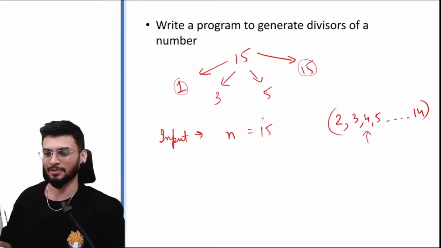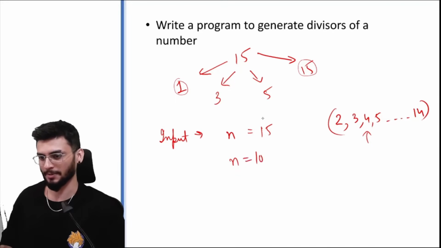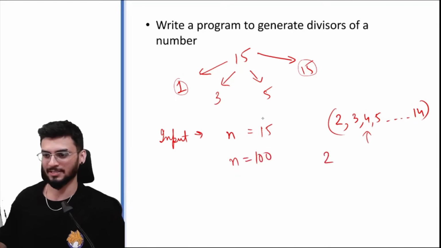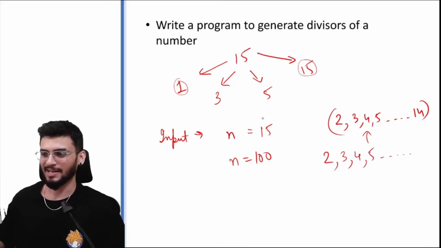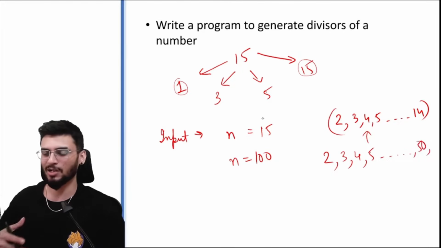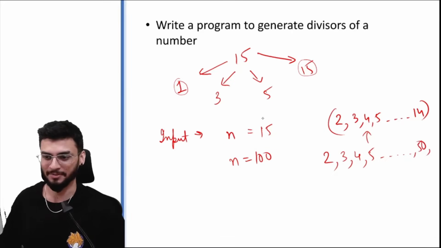Let's take another example of n equal to 100. We know that 2 divides it. We know that 3 does not divide it. We know that 4 divides it, 5 divides it, and so on. But after reaching 50, you can be very sure that no number greater than 50 can actually divide 100.